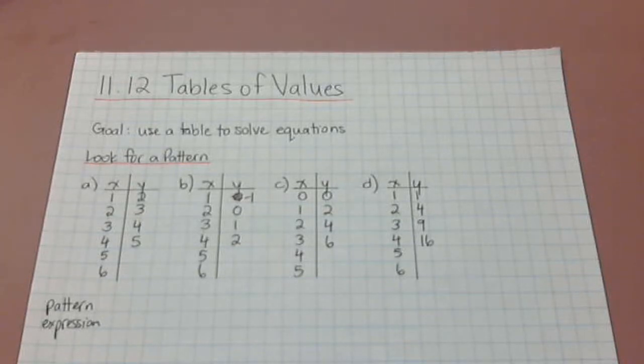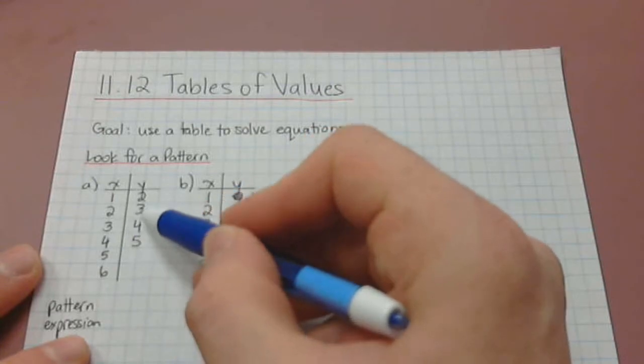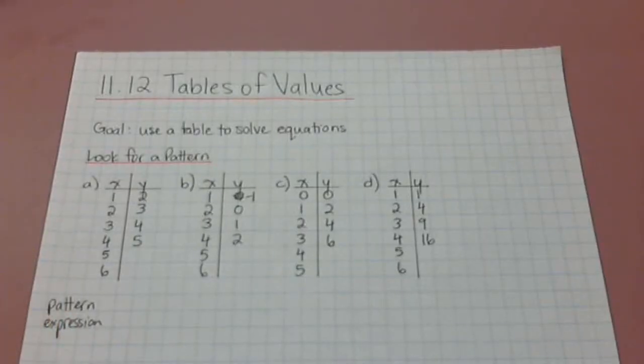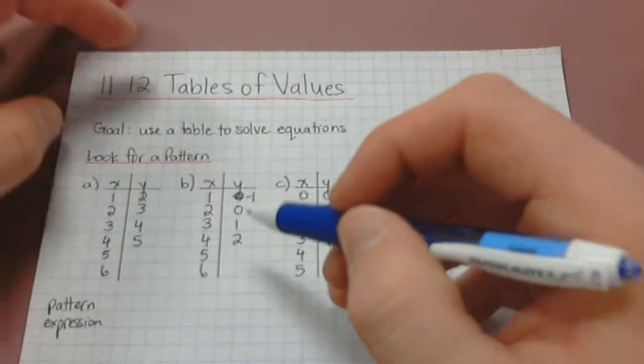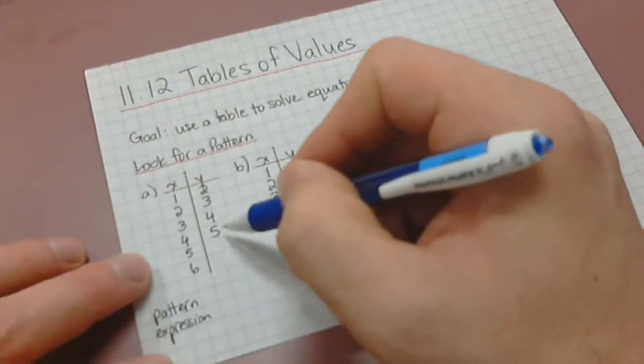V Teaches Math. Folks, today what we're going to be doing is looking at tables of values in order to determine the pattern rule. And what that means is determining what the algebraic expression is that enables us to get from the x column to the y column.